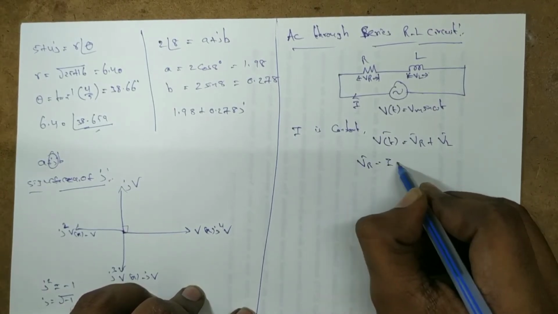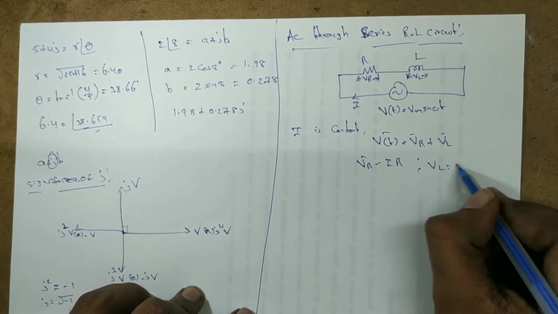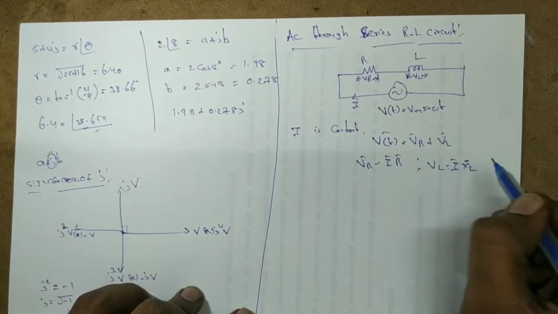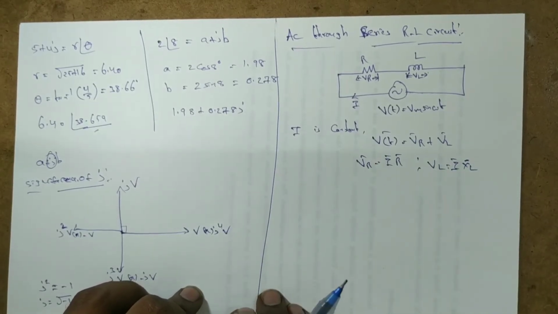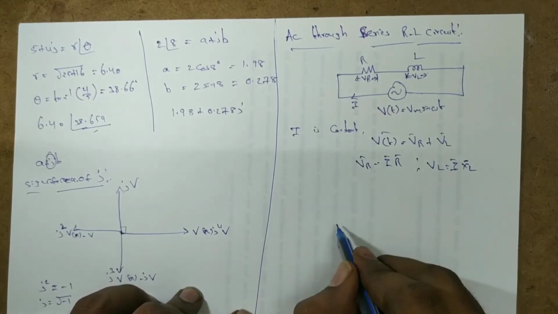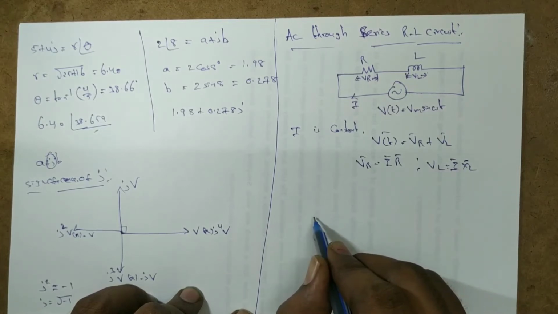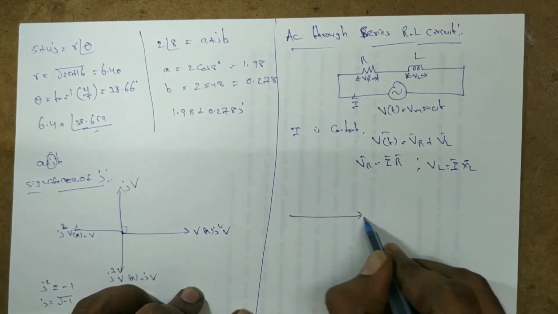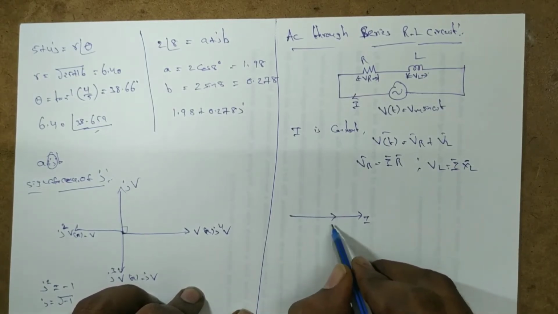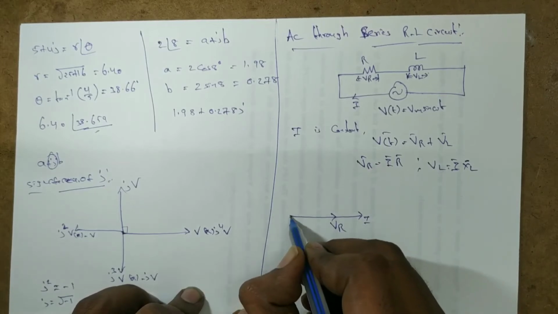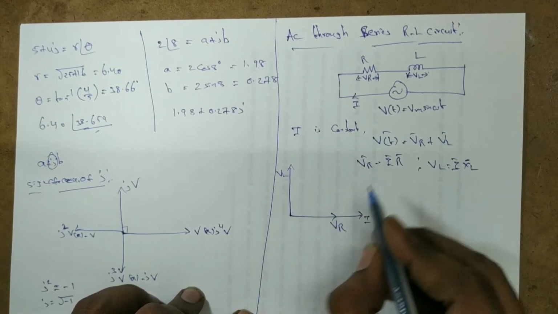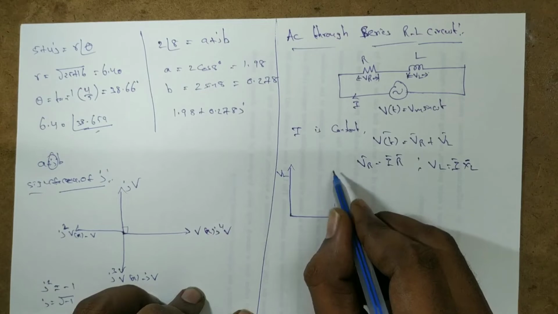Here VR can be written as I into R from Ohm's law, and VL can be written as I into XL, where XL is the reactance. So already we have discussed inductance. In VR equal to I into R, VR and I are in phase, and VL leads the current I by 90 degrees, that is, current lags in the inductor. From the phasor diagram, since current I is the reference, VR will be in phase with the current and VL leads. In an inductor current lags, at the same time voltage leads, so VL is leading, that is in counterclockwise direction.